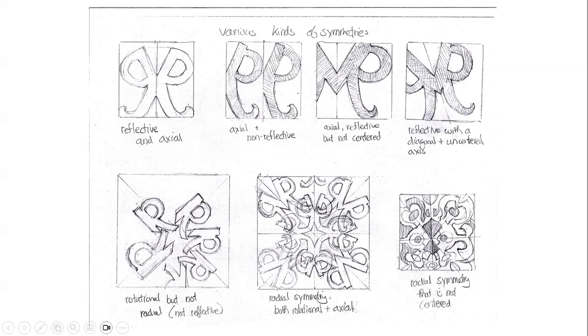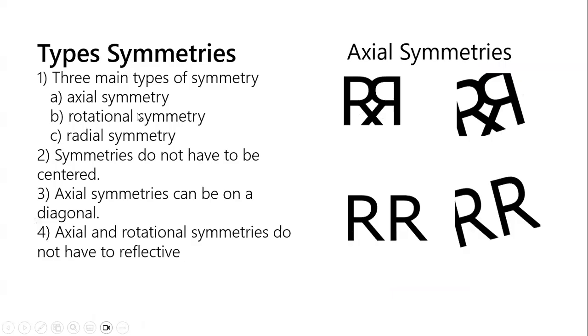So let's go back for a second and talk about the definitions of rotational symmetry and radial symmetry. Okay, so let's start with axial symmetry. The definition of axial symmetry is a symmetry where something is the same on either side of an axis, some imaginary line that you draw, saying everything that we have on this side of the axis, we also have on that side of the axis. And if it's reflective, it's exactly mirrored on the two sides of the axis.